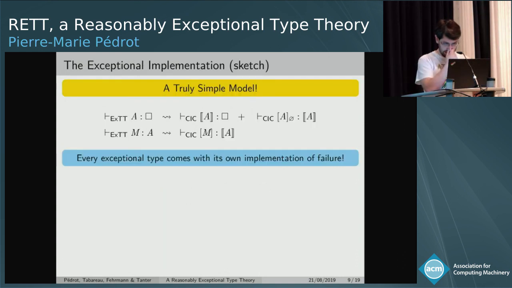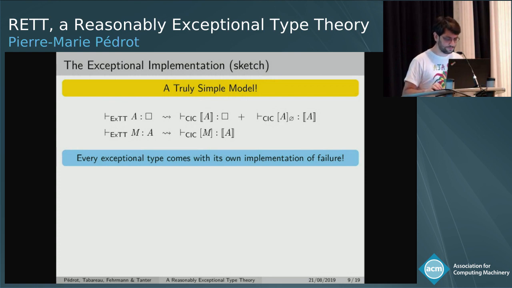All right. And what is the justification for the exceptional models? That's quite easy. Very briefly, the idea is that a type in the exceptional type theory is not just a type, it's a type together with an inhabitant. So types are now pointed types, right? Every time you get a type, you also get a default inhabitant for that type. And a term of some type A is just a term of the underlying type.